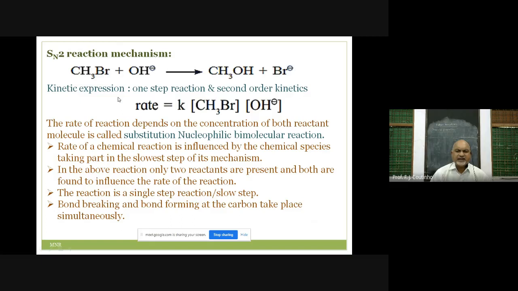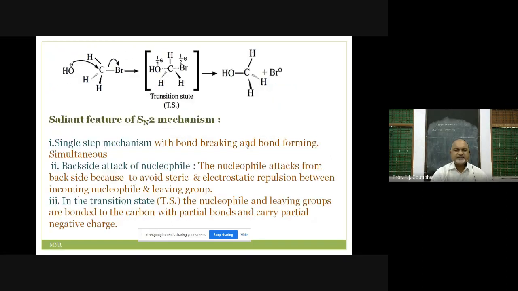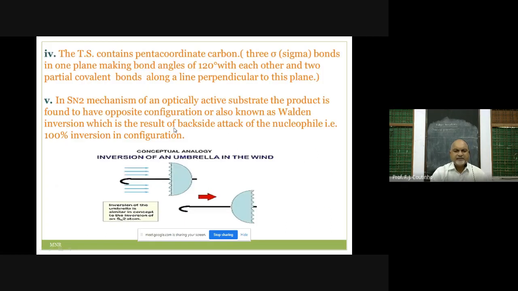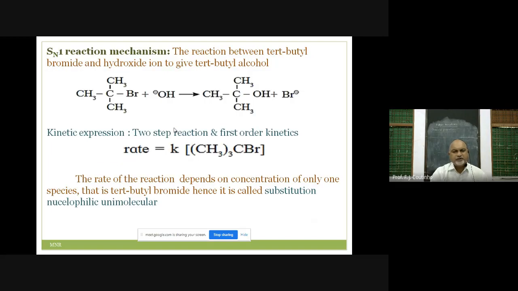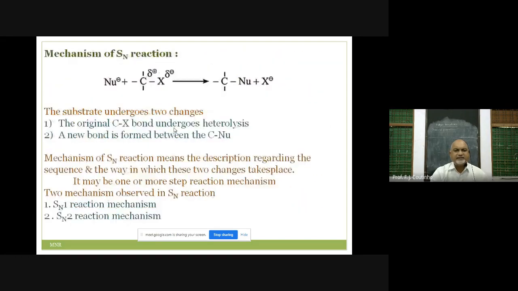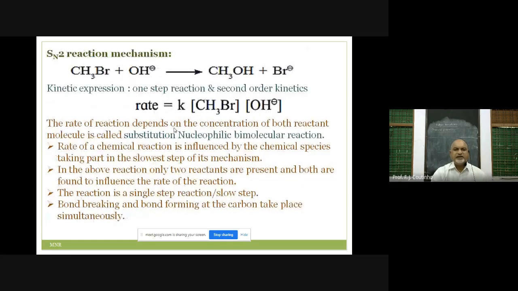This kinetic expression and this reaction mechanism we are going to study next time in detail. What is the reaction? What is the kinetic expression? Next, how is the bond formed? What are the different aspects? This is the reaction mechanism which is shown. What are the salient features of the SN2 mechanism? And what is the energy profile diagram? We are going to study everything in detail. First we are going to study the SN2 reaction mechanism, and then we are going to study the SN1 reaction mechanism.